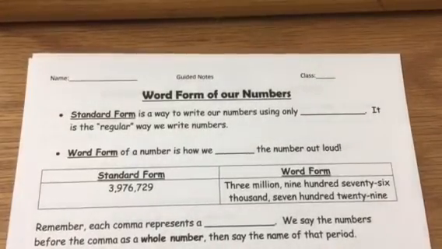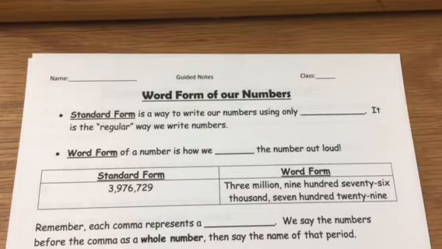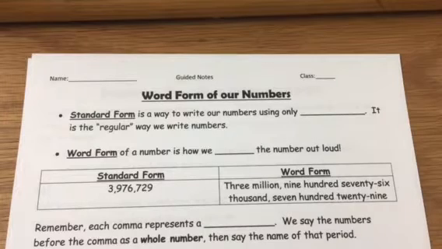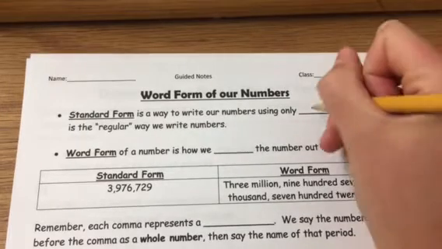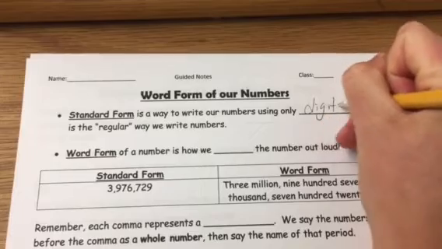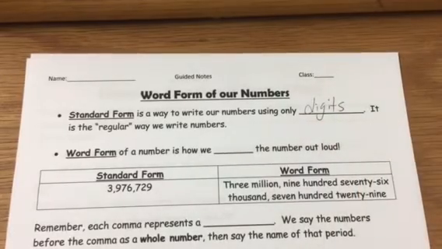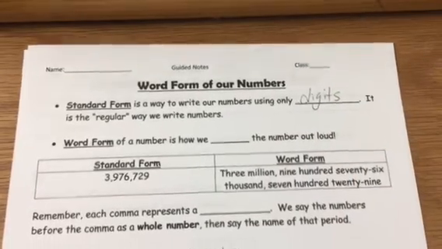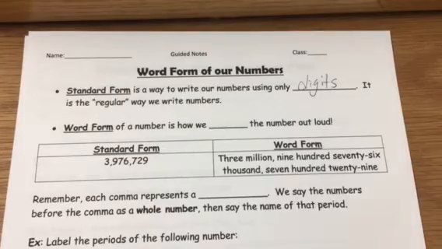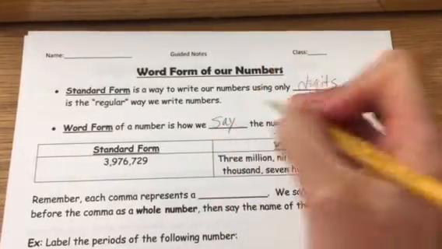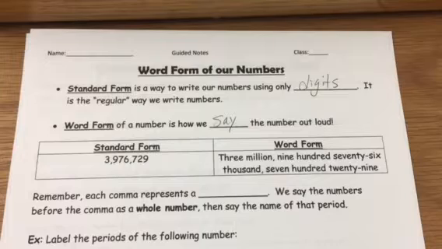Today we are going to be talking about word form of our numbers. So we are going to be taking the standard form of our numbers and we are going to convert it into word form. So what is standard form? Well, standard form is just the way that we normally write our numbers using only digits or numbers. It's the regular way that we write down numbers. Word form is how we say the number out loud, or how we would write numbers out on paper.